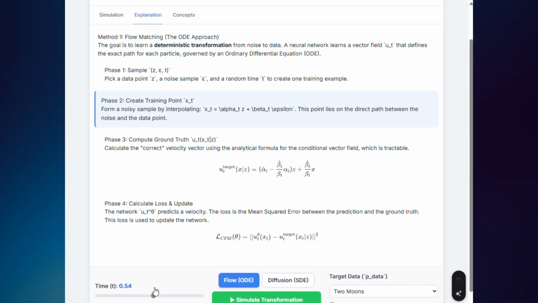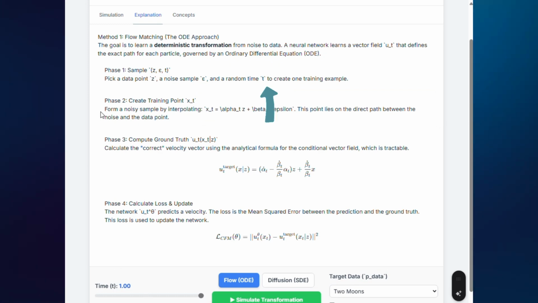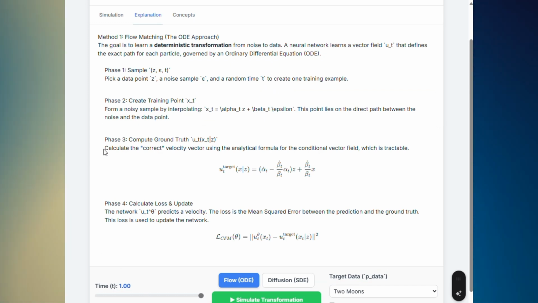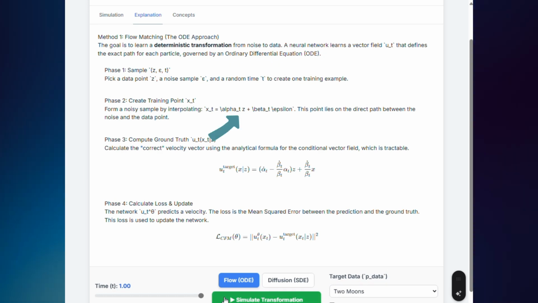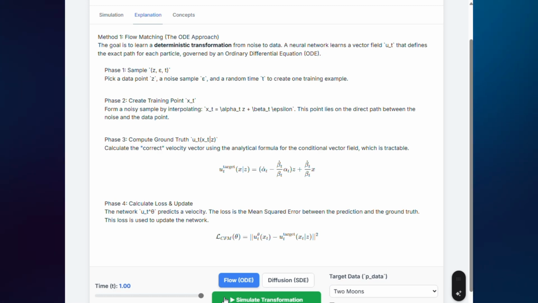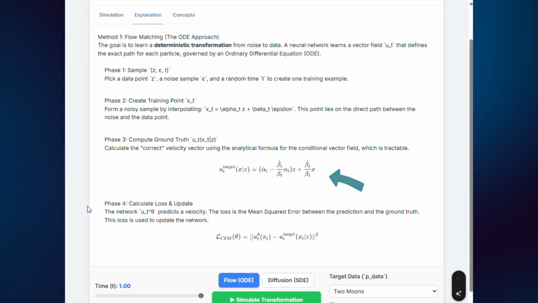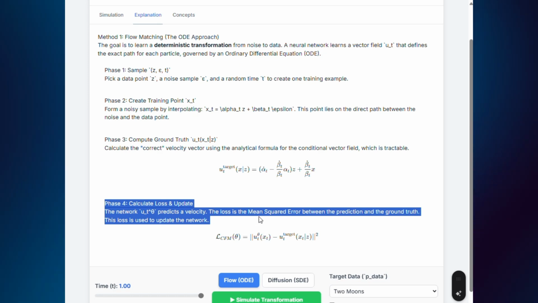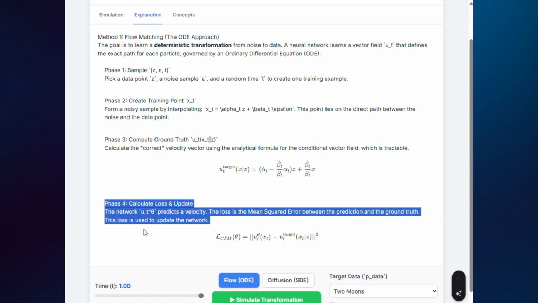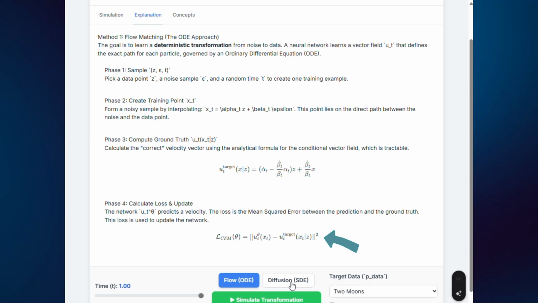We pick a data point z, a noise sample epsilon, and a random time t to create one training example. Form a noisy sample by interpolating the variables and find a point on the path between the noise and data point. We then calculate the correct velocity vector by the analytical formula for the conditional vector field. Then the network predicts a velocity. The loss is the mean squared error between the prediction and the ground truth. The loss is used to update the network.